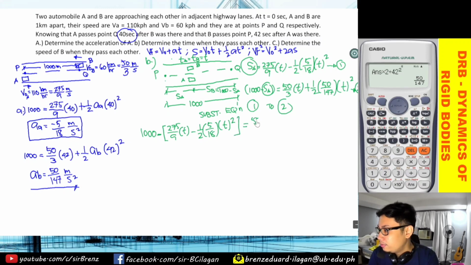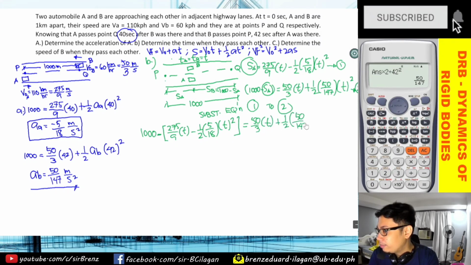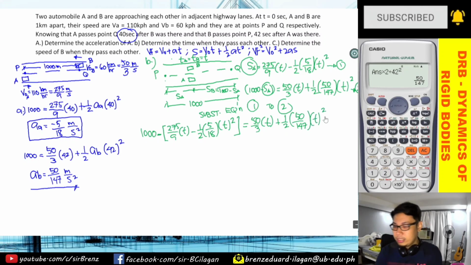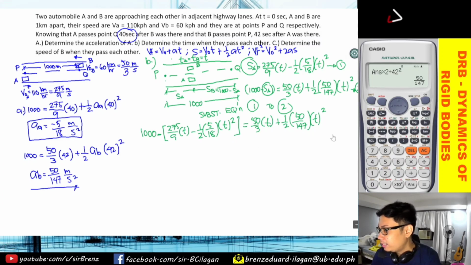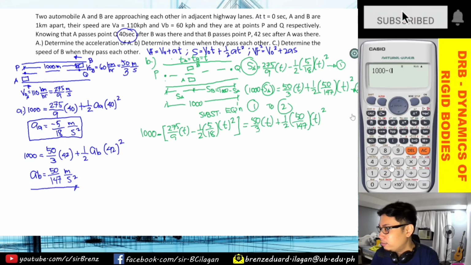So equals to 50 over 3, and then multiply by t, then plus 1/2 of 50 over 147 times t squared. And so medyo mahaba-haba itong pindutin sa calcu. Anyway, i-shift solve na lang natin. Okay lang ba? So 1,000 minus the quantity of, pwedeng tanggalin ko na yung quantity, 275 divide 9.